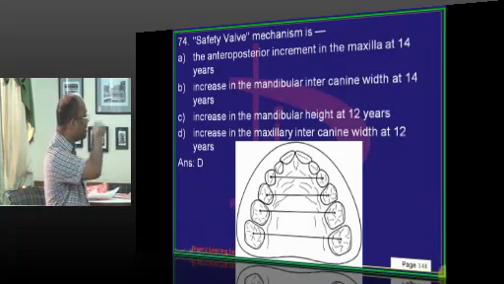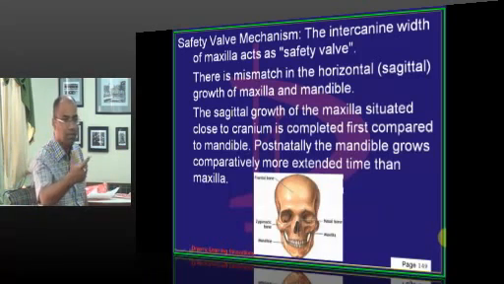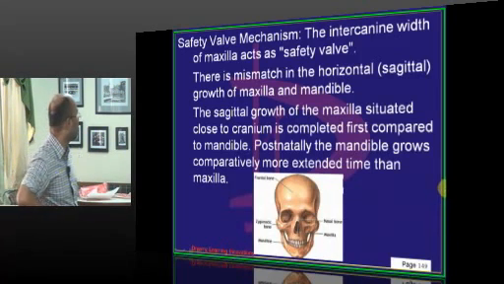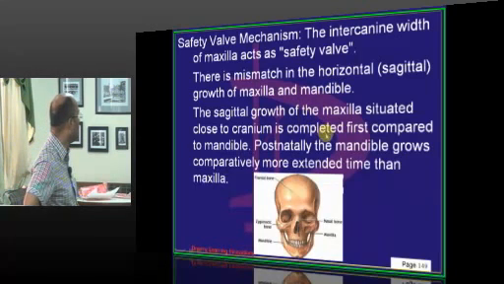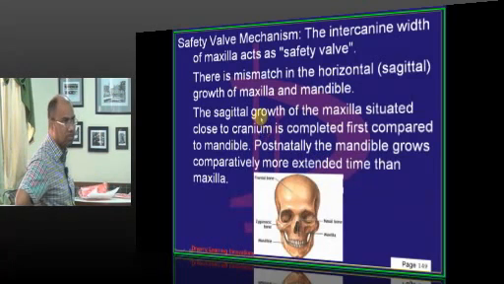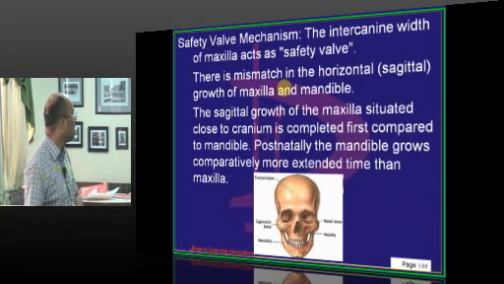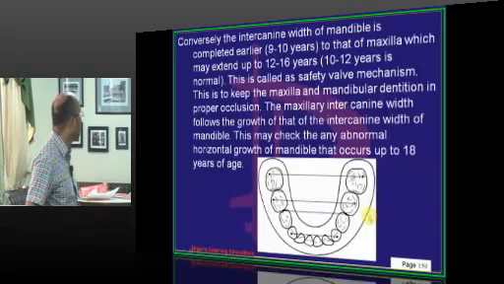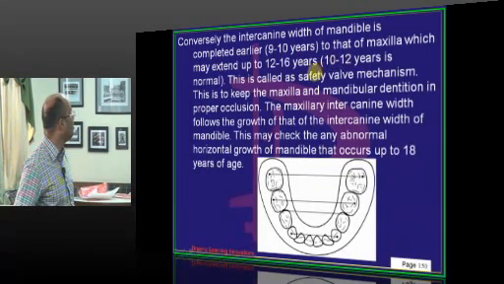So this acts as a safety valve. The transverse dimension is acting as a safety valve for the sagittal dimension. So the intercanine width of the maxilla acts as a safety valve. There is a mismatch in the horizontal growth of the maxilla and mandible. The sagittal growth of the maxilla, which is situated closer to the cranium, is completed first. Maxilla grows earlier, the sagittal growth is complete, whereas mandible sagittal growth will occur later. Now, that depends upon the intercanine width of the maxilla, which will be established by the age of 10 to 12 years.